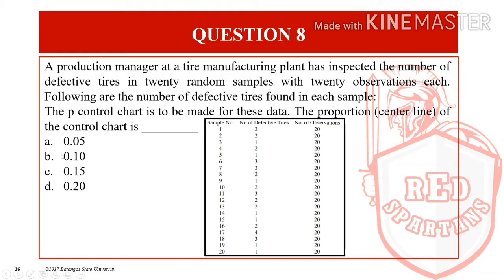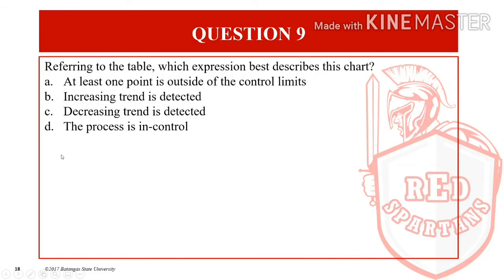So letter B. So proceed tayo sa question number 9. So referring to the table, which expression best describe this chart? So letter A, at least 1 point is outside of the control limit. B, increasing trend is detected. C, decreasing trend is detected. Then D, the process is in control.